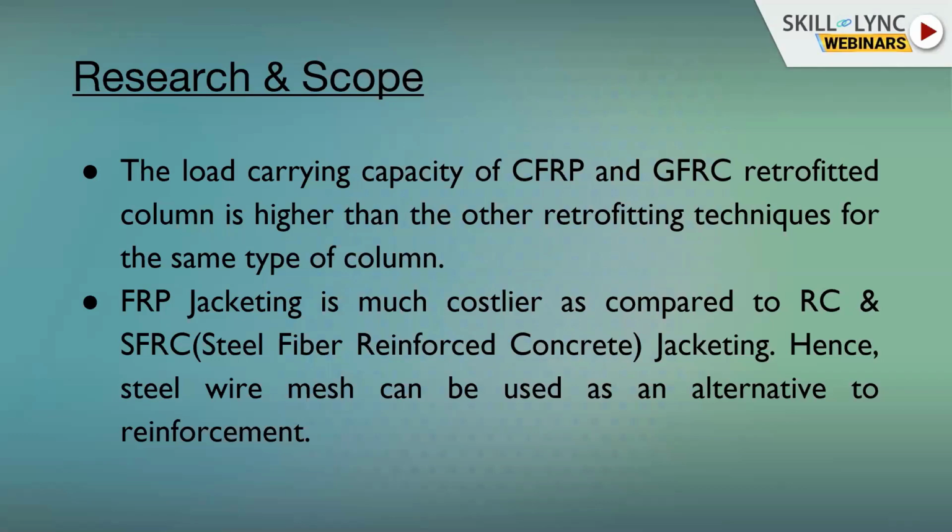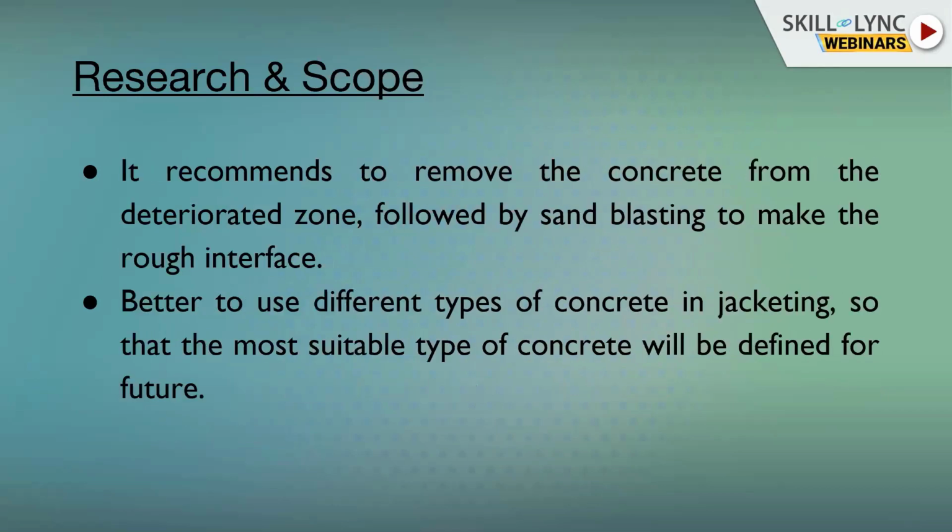And I told you, FRP wrapping jacketing is much costlier as compared to RC jacketing. If the client has the budget, then you can go ahead with carbon fiber reinforced polymer, and it can withstand high axial loads. Okay, so it is recommended to remove the concrete from the detail followed by sandwich to make the rough interface. As I told you, prepare the surface. You cannot go for retrofitting on the existing surface. You have to chisel it. You have to remove the damaged part, and then after that you can go ahead with the process, whether you go with the wrap or with the jacketing.